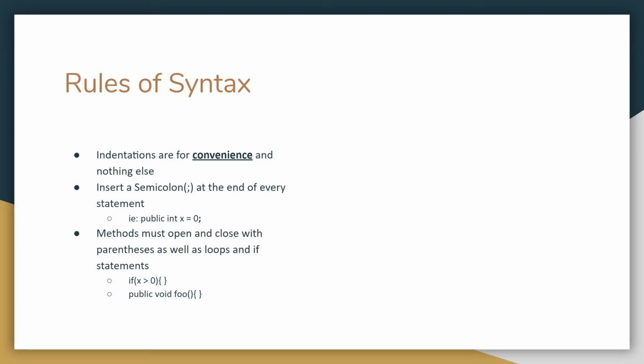So you might be asking then, how do you define end of line? How do you define what's in the scope of a method? And so for that, we use semicolons and curly braces. Semicolons must be used at the end of every statement. For example, when you declare a variable or initialize it, at the very end, you need a semicolon. And then methods must be open and closed with curly braces, as well as loops and if statements.